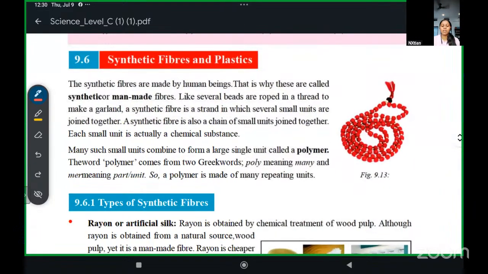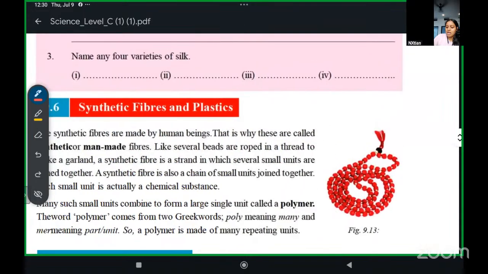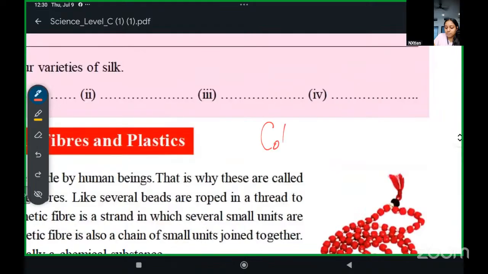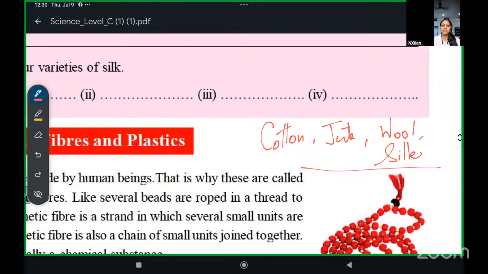Up till now, we covered four types of fibers. First, we talked about cotton. Then we talked about jute. Then we talked about wool. And then we talked about silk. These four types of fibers that we covered till now are all natural fibers, because those things that we get from plants or animals are all natural.